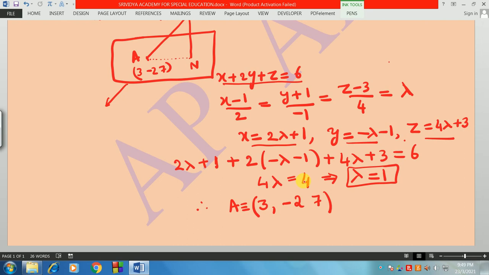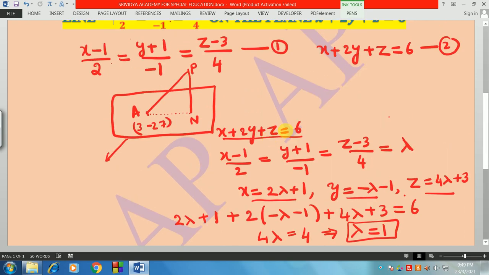Now clearly this line passes through the point (1, -1, 3). Here equation 1 is the given equation of the line. Clearly this passes through the point 1 here, and here I have -1 and the point 3 here.